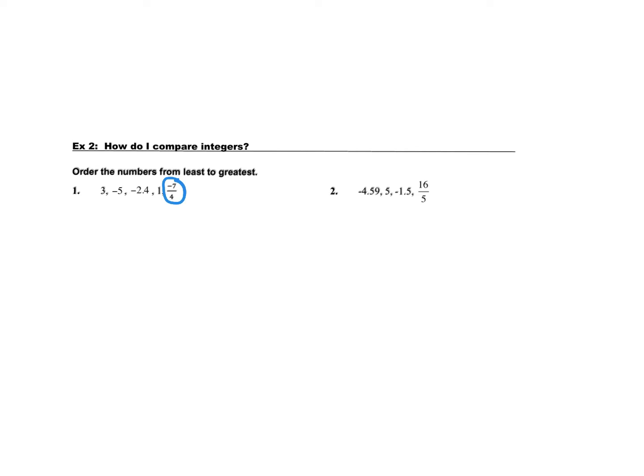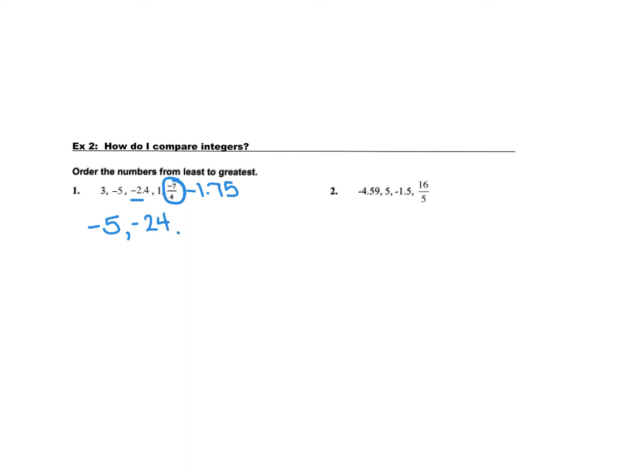And remember, to do that, you're going to take the top number divided by the bottom number. So -7 divided by 4 is going to give you a -1.75. Now let's go ahead, and when we order them from least to greatest, we want to find the number that is the most negative. And so the most negative number here is going to be -5. And then our next one would be that -2.4.